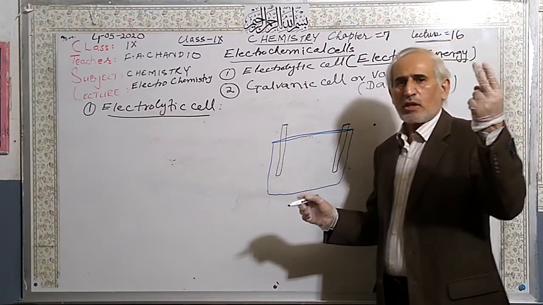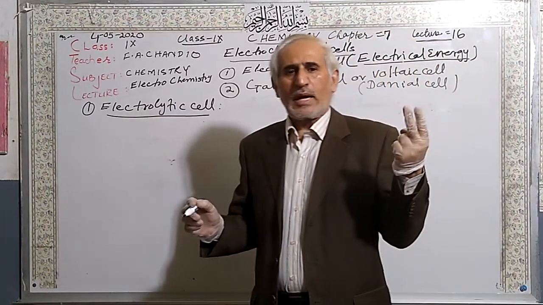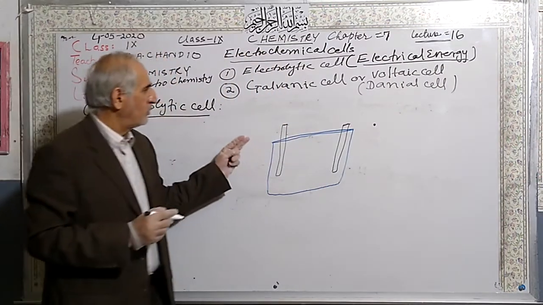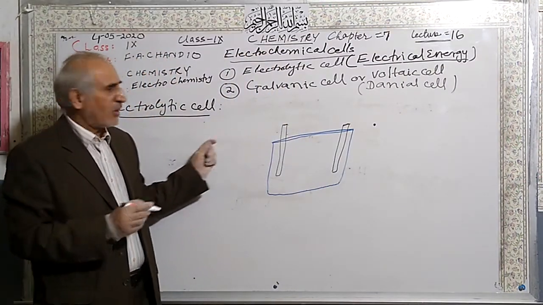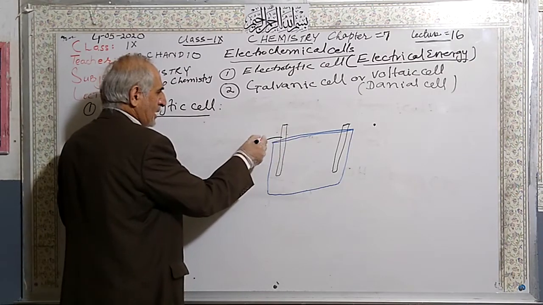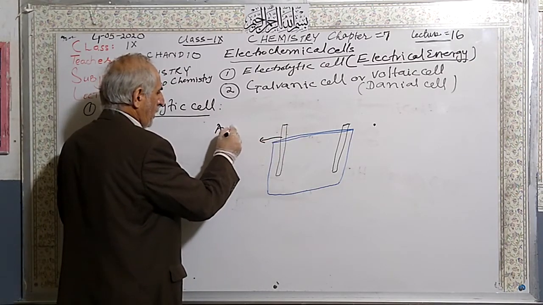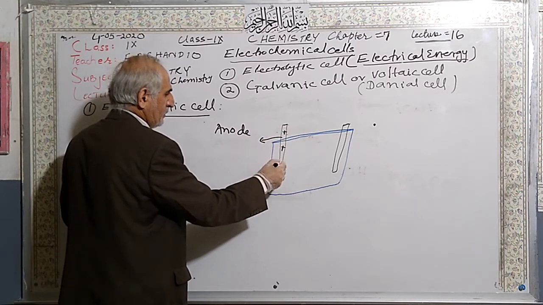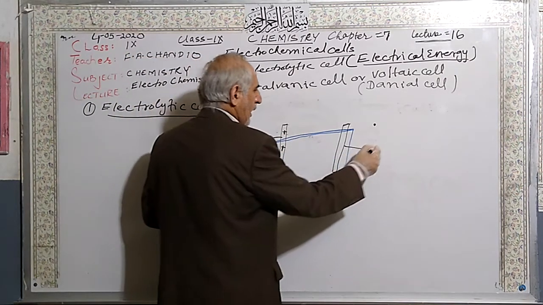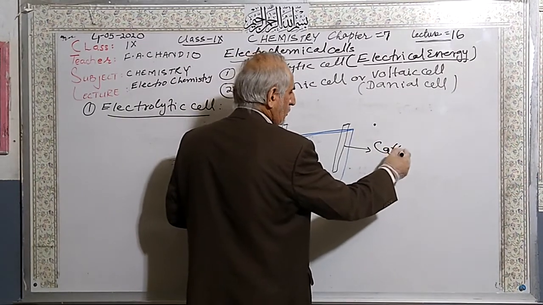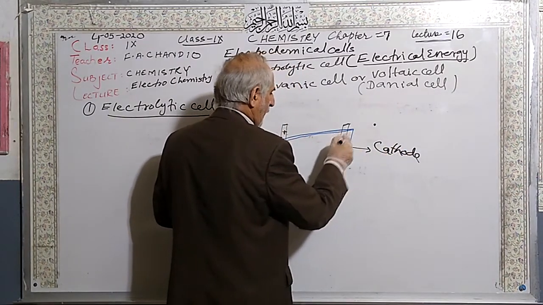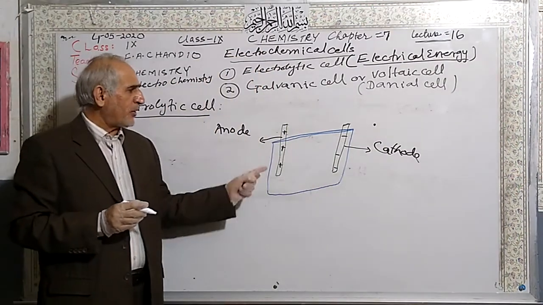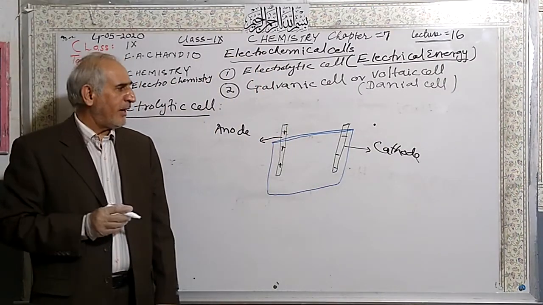There are two types of electrodes, anode and cathode. Suppose this electrode is called the anode, positive, and this is called the cathode, negative. The anode has a positive charge and the cathode has a negative charge.